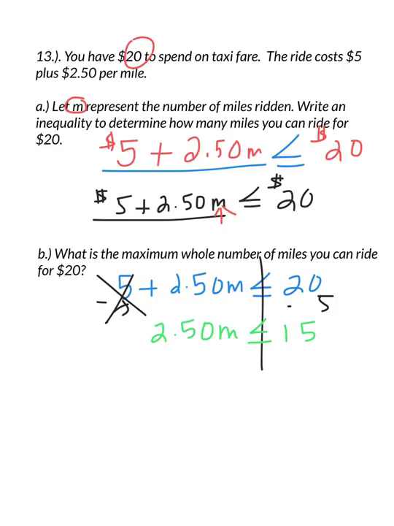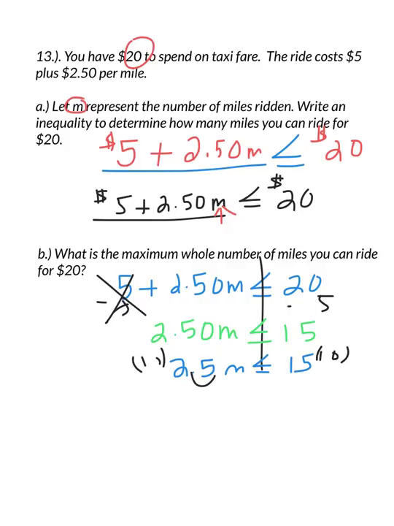Let's turn these into, let's see, this could be simplified. I could turn this into 2.5m. I don't have to put that 0 on there. That's a little bit easier to look at, but I still see that decimal. Let's times this by 10 and times this by 10.